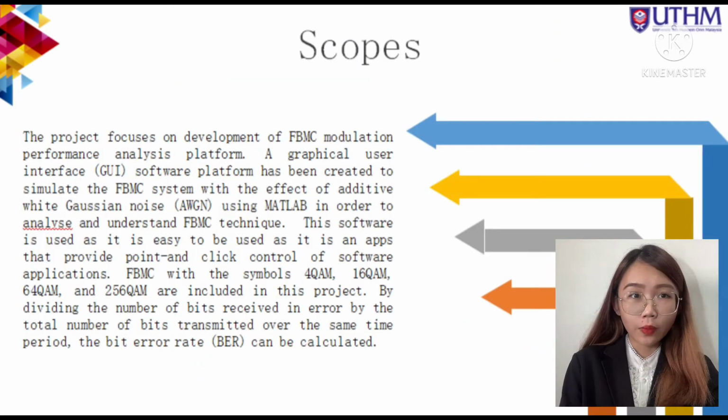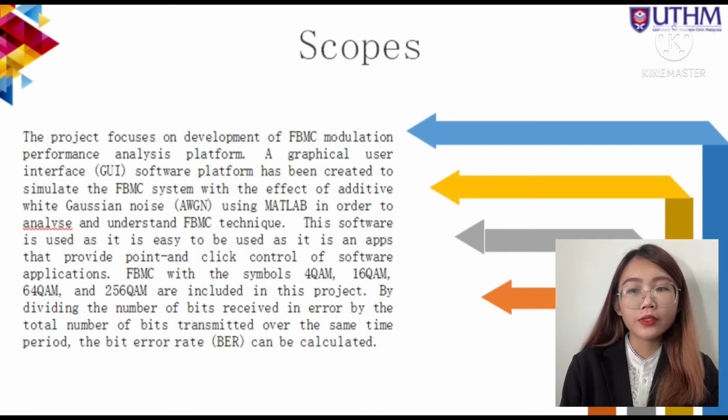Next is the scope of this project. This project focuses on the development of an FBMC modulation performance analysis platform. A graphical user interface, or GUI, software platform has been created to simulate the FBMC system with the effect of AWGN using MATLAB in order to analyze and understand the FBMC technique. This software is used as it is easy, providing point-and-click control of software applications.